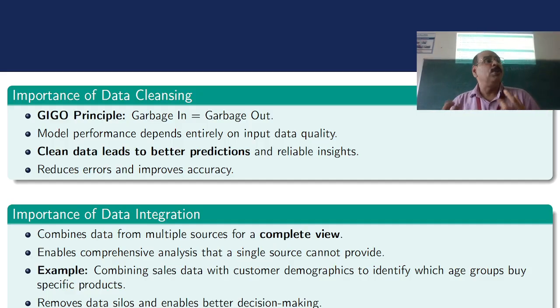The same way, you need to improve the data quality by keeping the data set clean and removing all the unnecessary, confusing information. Right? So clean data leads to better prediction. Your machine learning model works better if your data is clean.